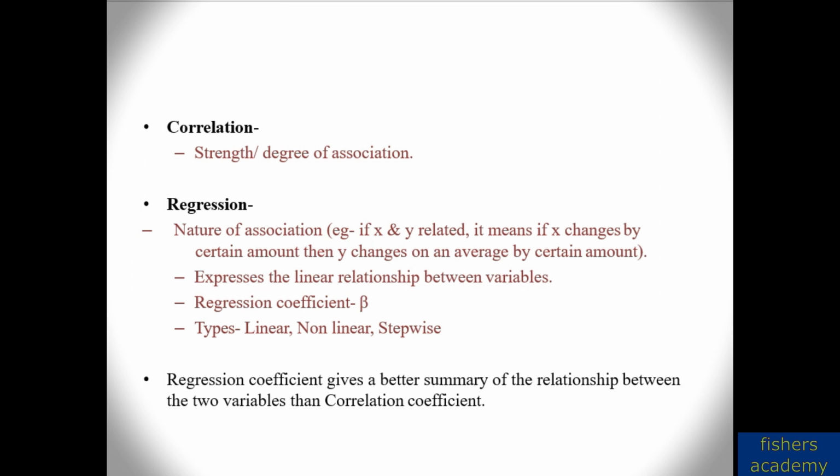Regression describes the nature of association. For example, if x and y are related, it means if x changes by a certain amount, then y changes on average by a certain amount. It expresses the linear relationship between variables. The regression coefficient is beta; types are linear, non-linear and stepwise. The regression coefficient gives a better summary of the relationship between the two variables than the correlation coefficient.